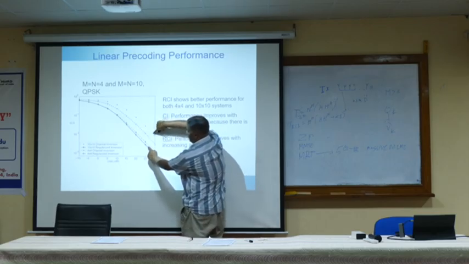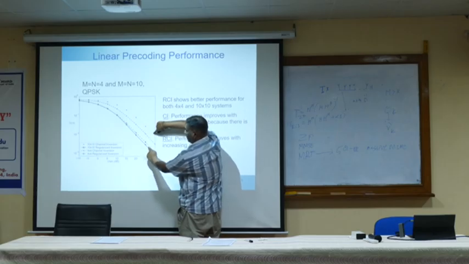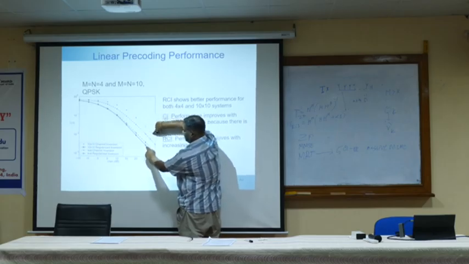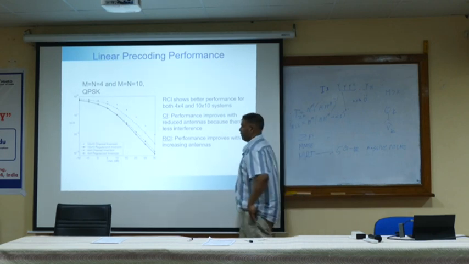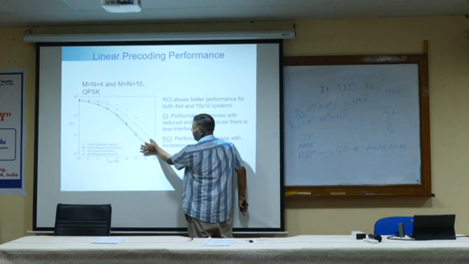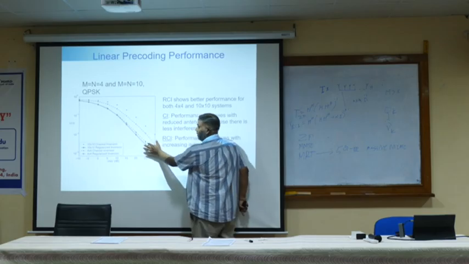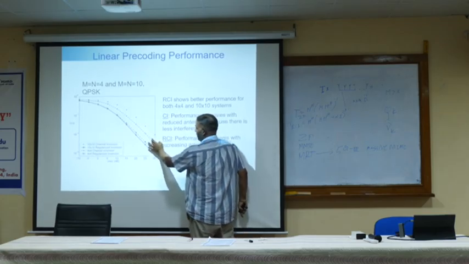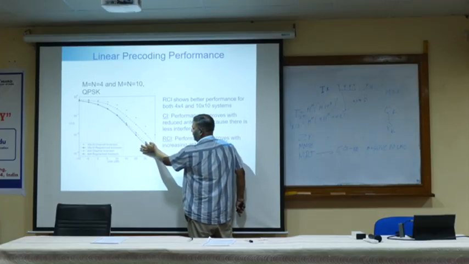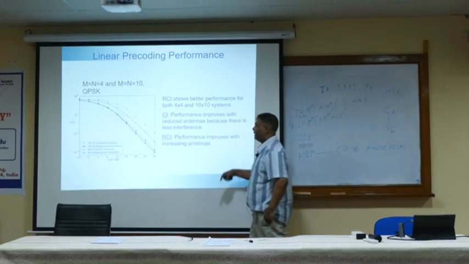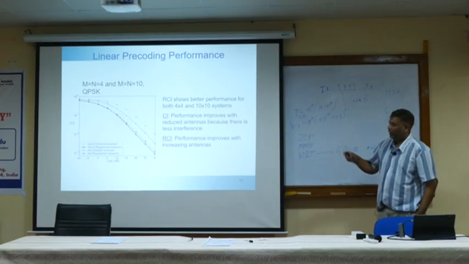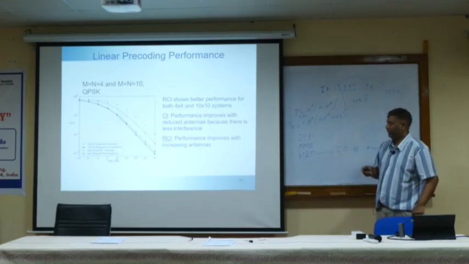Okay, these two curves are for 10 antennas. This is regularized channel inversion. This is zero forcing or channel inversion precoder. You can see the regularized channel inversion precoder performance is improved. And these two curves are for 4 transmit antennas at the base station and 4 downlink users. This is for the regularized precoder, and this is for the channel inversion precoder. So there is a performance difference between channel inversion and the regularized precoder.